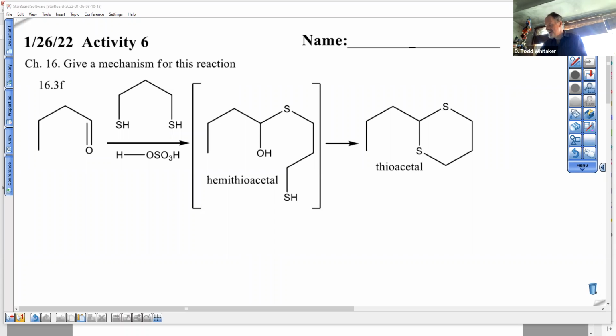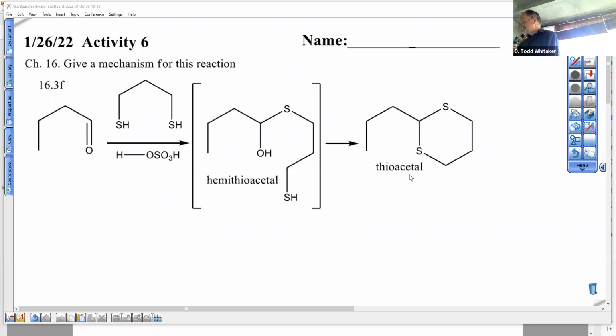We've got activity 6, and it's not even a new activity, everybody. It's the reaction we talked about before, making hemiacetals and acetals, except this time they're thio versions. Whatever oxygen does, sulfur does. Often, whatever oxygen does, sulfur does faster when it comes to being a nucleophile. So we're going to do a review of the most important mechanism of chapter 16, making hemiacetals and acetals.